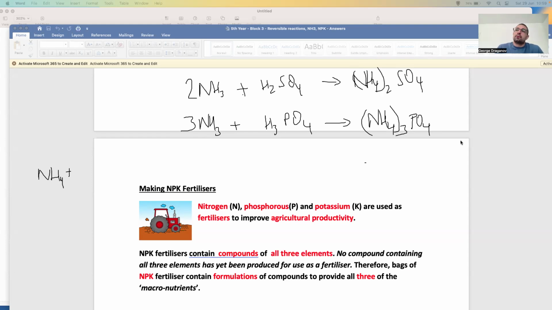So this particular fertilizer will contain nitrogen and phosphorus. This one will contain just nitrogen. And we still haven't done the potassium one. Okay, but these are 3 different possibilities. So you can have ammonium phosphate, ammonium sulfate, or ammonium nitrate, which all contain nitrogen. And obviously this one also contains phosphorus.